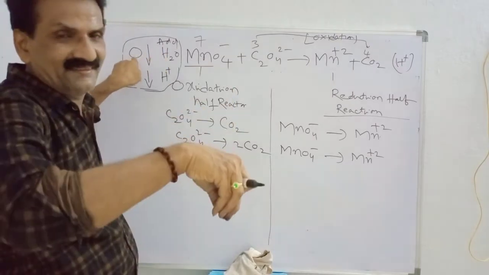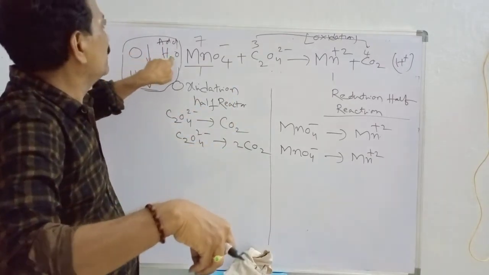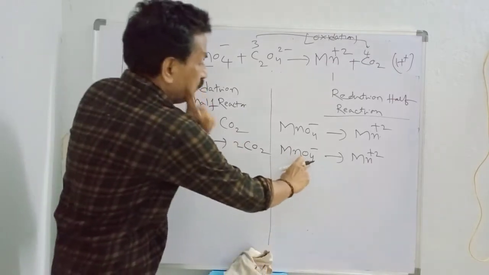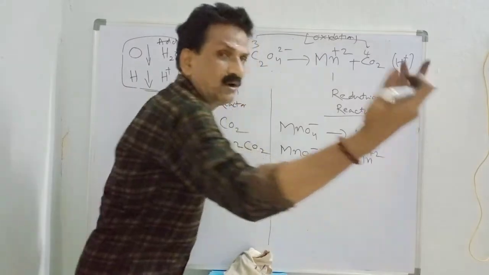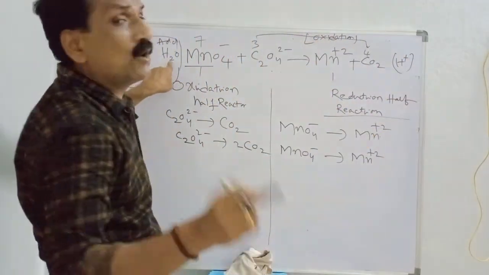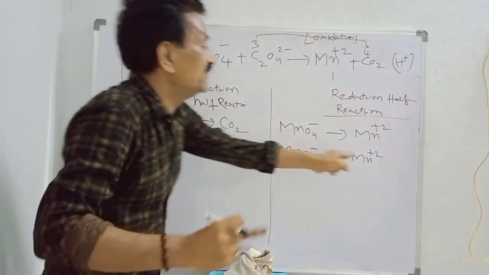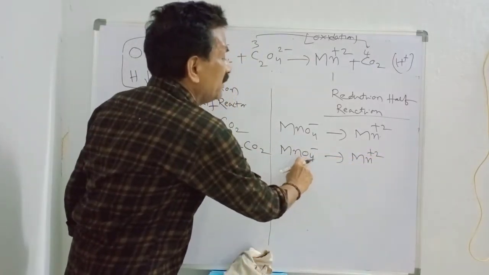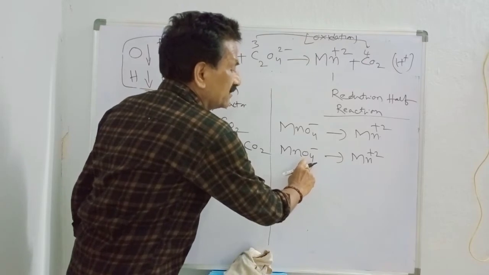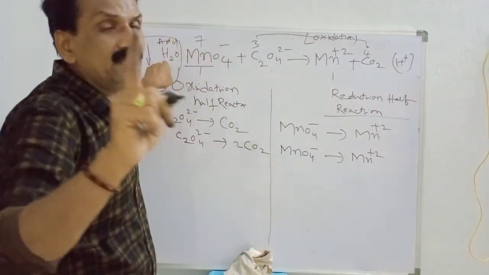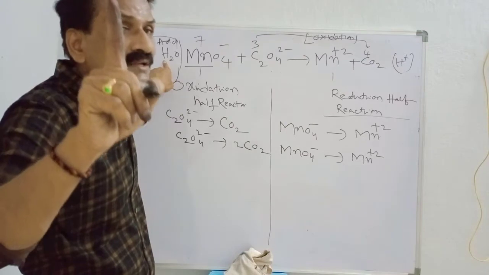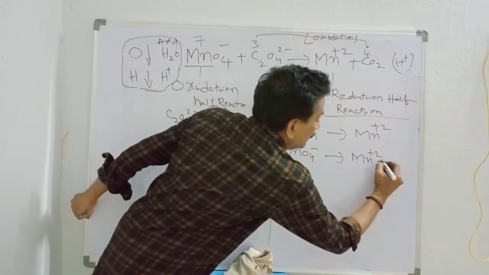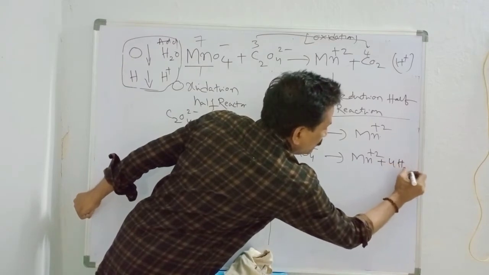Oxygens are less, so you have to add H2O where the oxygens are less. Here 4 oxygens are there, here there is no oxygen. So you have to add H2O. For each oxygen you have to add 1 H2O. Here 4 oxygens are there, so to compensate that you have to add 4 H2O.